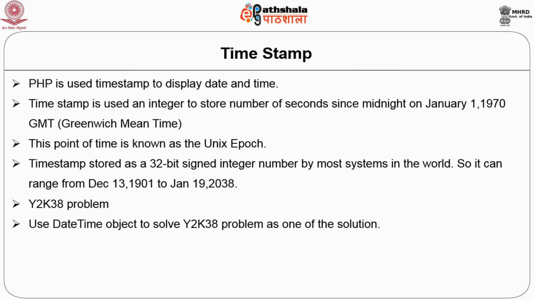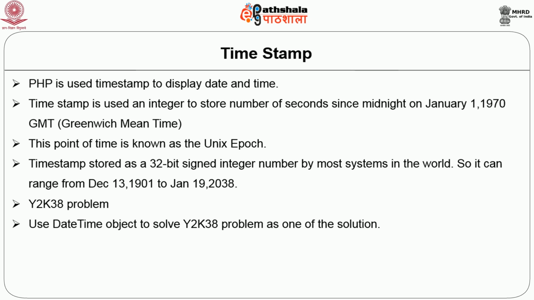The problem is that when any system reaches that point, after that it will be considered as 1901. So this problem is very similar to the problem faced as Y2K. This problem is also known as Y2K38, because after 2038 you may have that type of problem. One solution to solve that problem is that you can use the DateTime object to store dates.